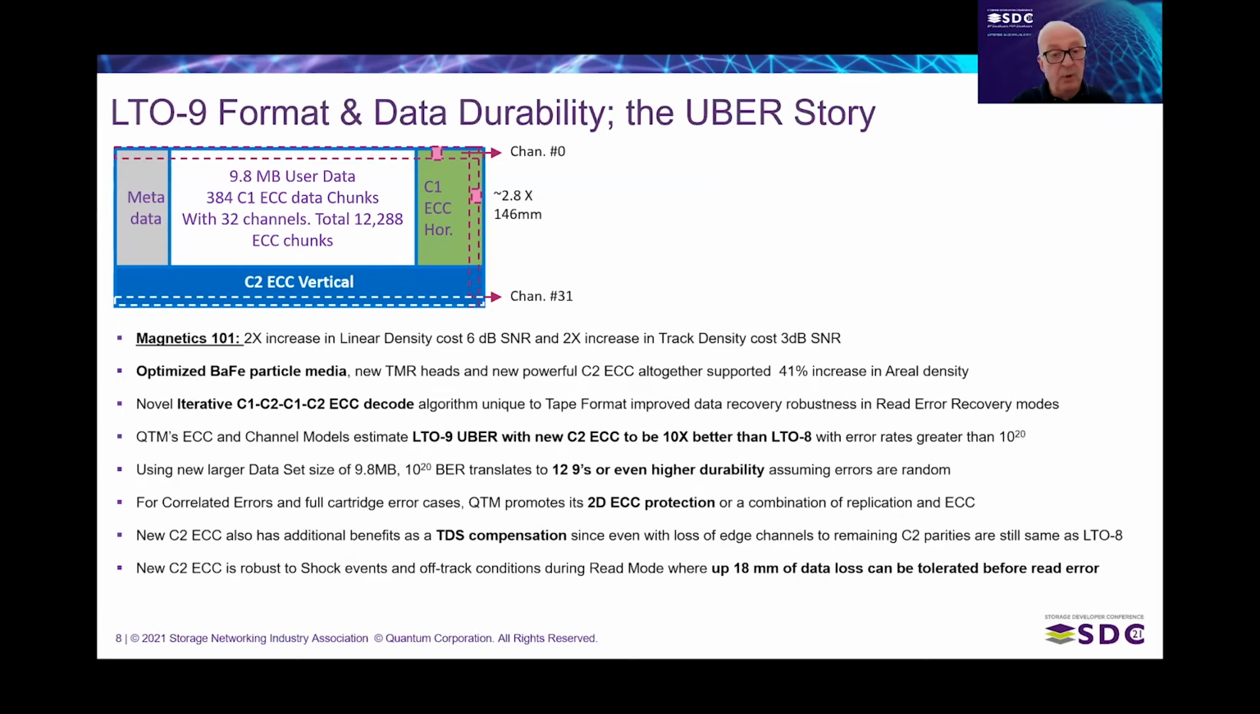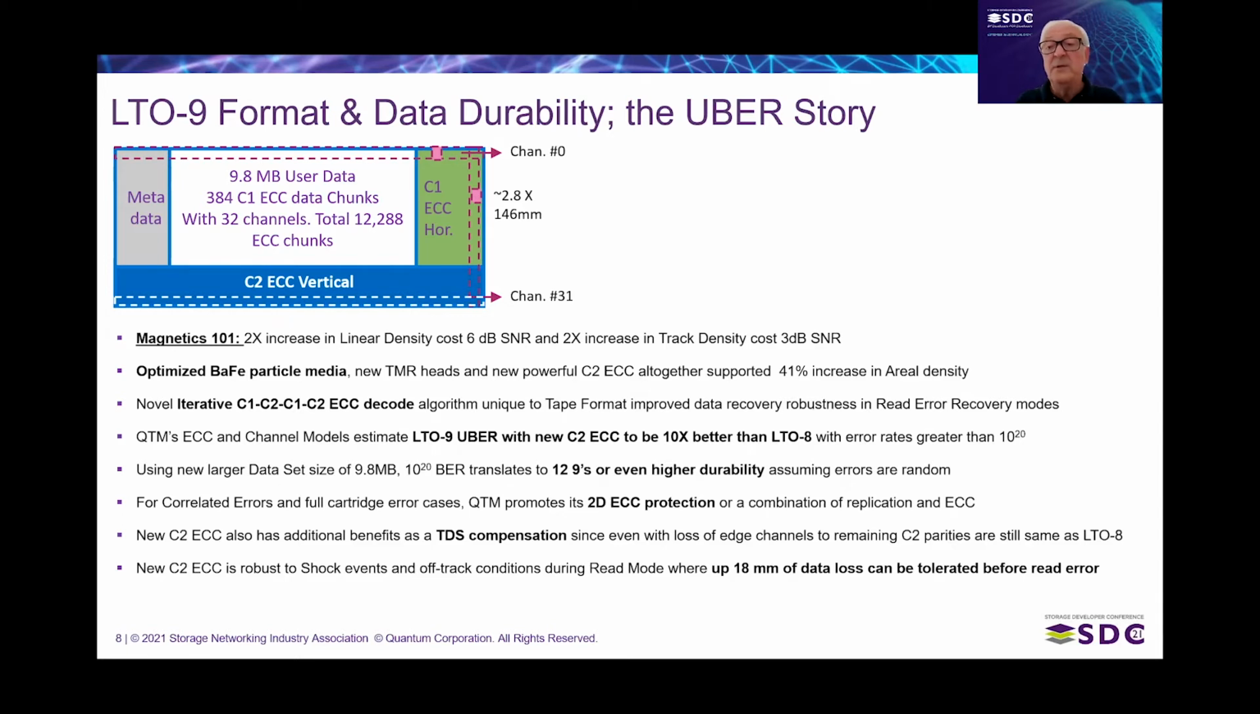Next slide, we'll go over this format a little bit deeper. Basically, user data is now a bigger chunk. Why? Because we have a new long code word, C2, that increases the data set size for LTO-9 from 5.031 megabyte size to 9.8 megabyte size. So that nearly doubles the size of a data set. However, C1, C2, metadata, all interleave, all calculated and spread across down the tape and across 32 channels.